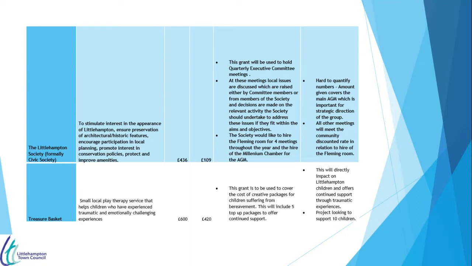the aims and objectives. The Society would like to hire the Fleming Room for 4 meetings throughout the year and hire the Millennium Chamber for the AGM. Hard to quantify numbers. Amount given covers the main AGM, which is important for strategic direction of the group. All other meetings will meet the community discounted rate in relation to hire of the Fleming Room.